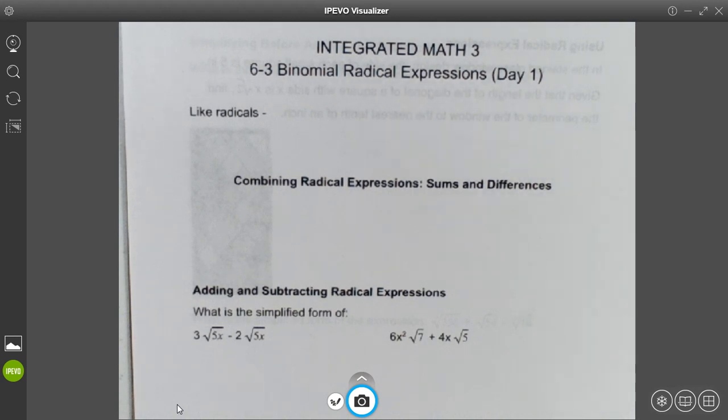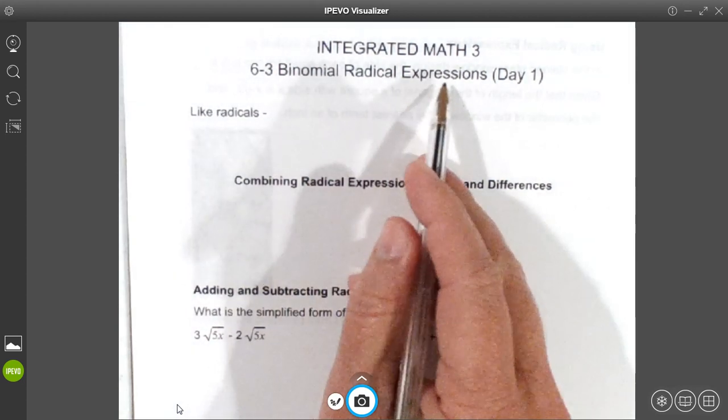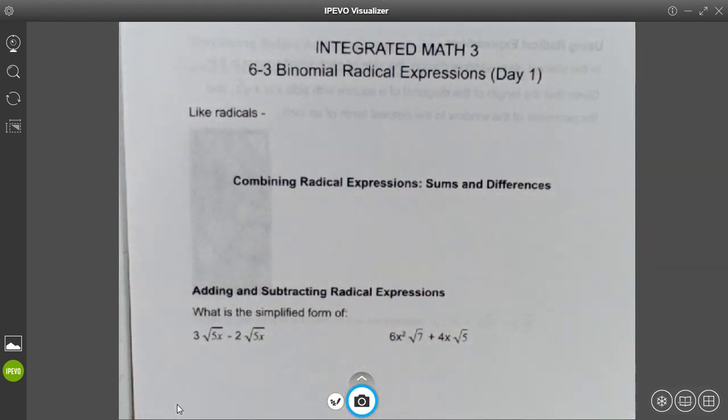So we're talking about this thing called binomial radical expressions. Basically, what we're looking at is how to add, subtract, multiply, divide with radical expressions. That's basically what we're looking at. I think this is way too complicated to call it, but that's what your book called it, so that's what we're going to call it.